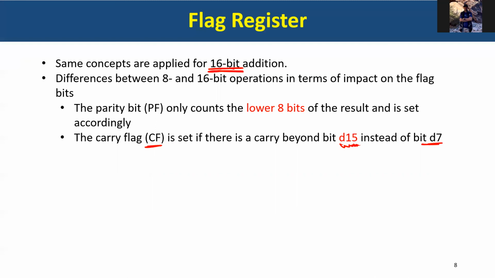For the carry, we look at bit number 15 to see if there is a carry from this operation or not. And for the parity, we always look at the lower order byte, the 8 bits. So although we have 16 bits, we're going to count the number of ones only in the least significant 8 bits. For example, if the result is like this.